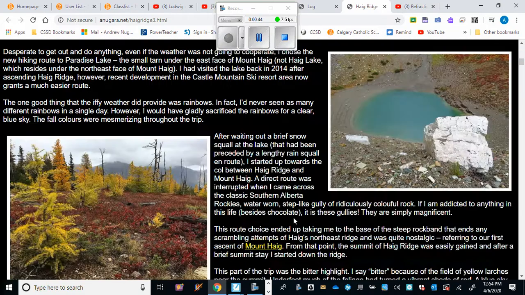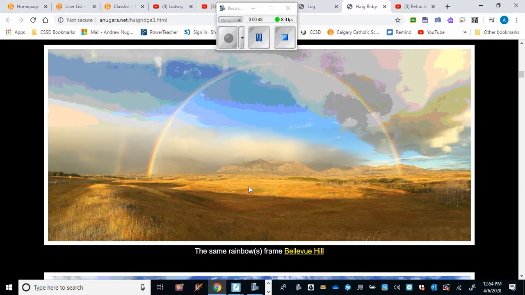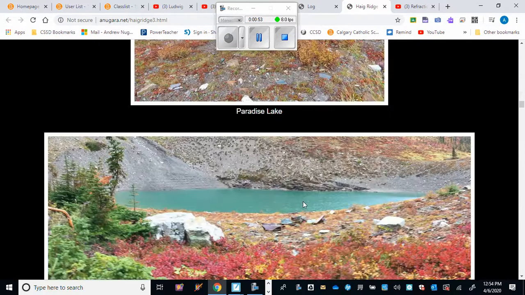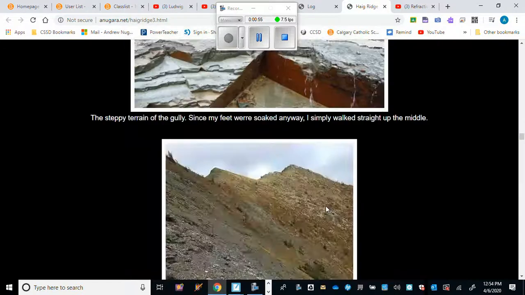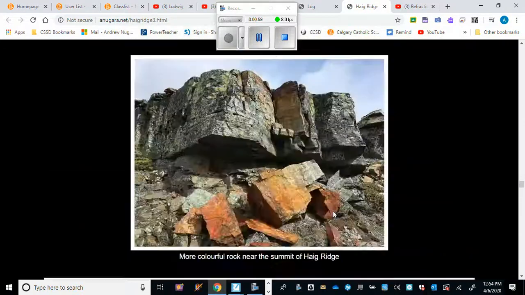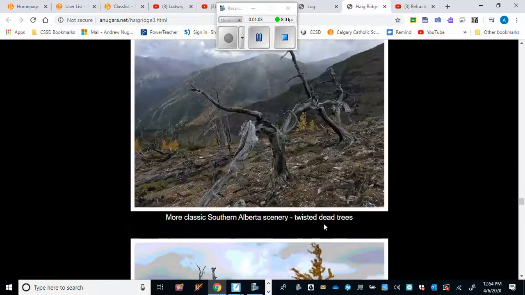There's another one. And there were some really bright ones. This was on the drive there. And then this one, which you've seen already. This is just part of the trip. And then on the way down, there's another rainbow here.